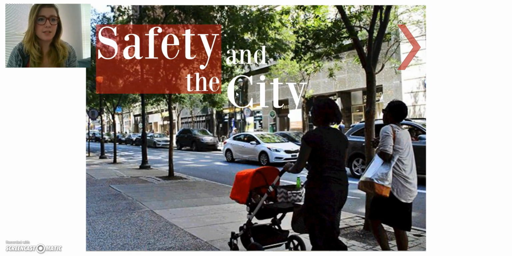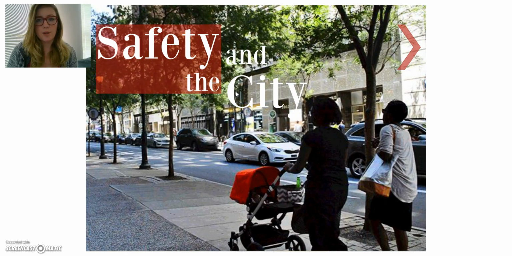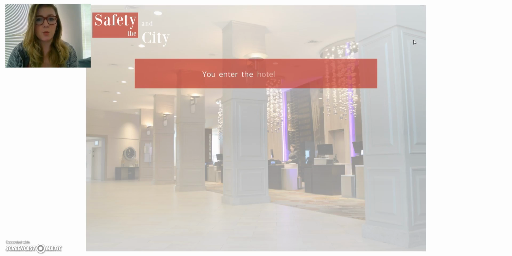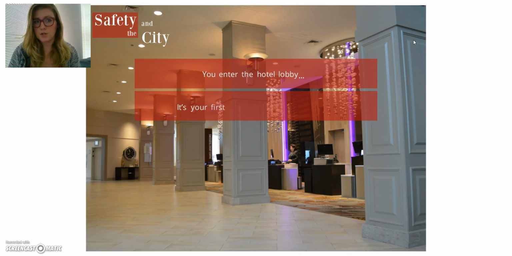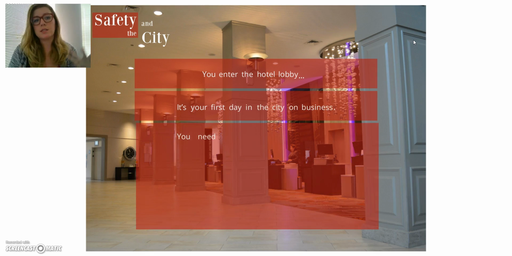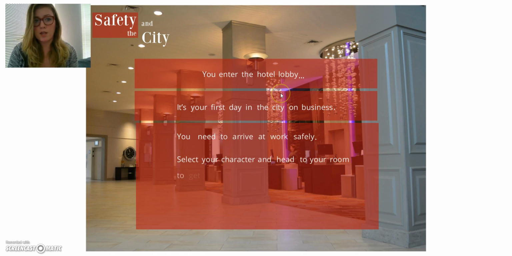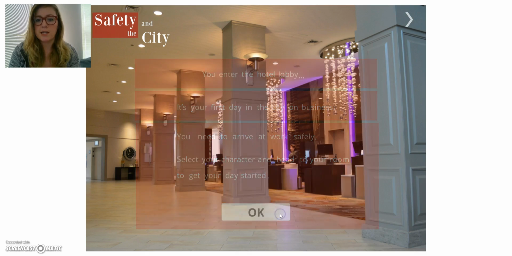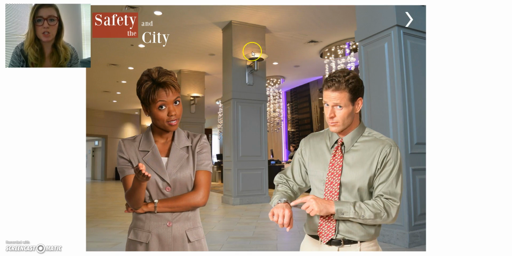And the whole premise is that you're on a business trip, and you want to get to work safely, like what kinds of procedures you need to take to get to work safely on a business trip. So the scenario is that you are in a hotel lobby. I know you can't hear all the sound effects right now, but as the words come up, it sounds like typing. So you're entering a hotel lobby. It's your first day on business. You want to arrive at work safely. That's your objective. So we're heading to the room, and I took this picture in Chicago.